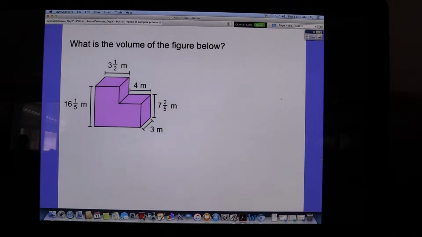Okay, here I have an example of a three-dimensional shape that I need to find the volume for. Now this three-dimensional shape looks a lot like it's like some steps or something.